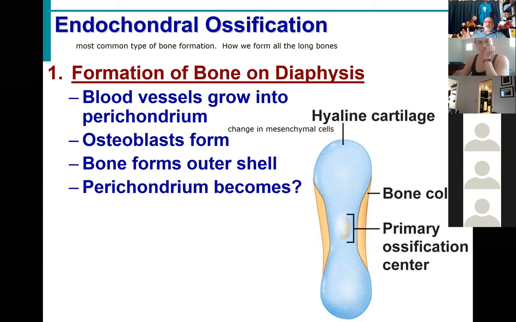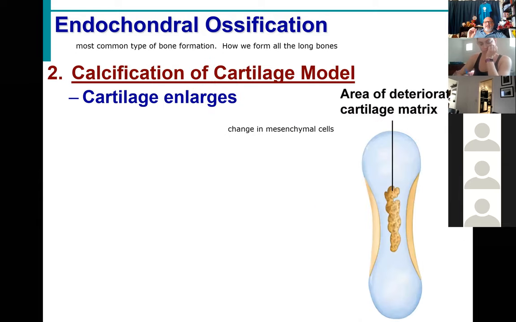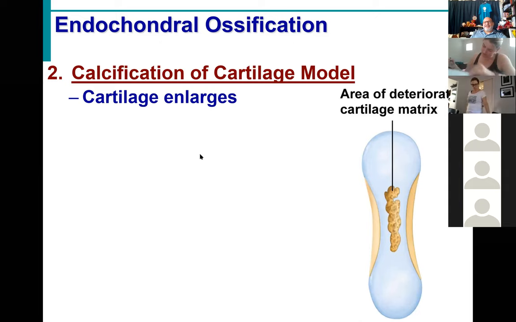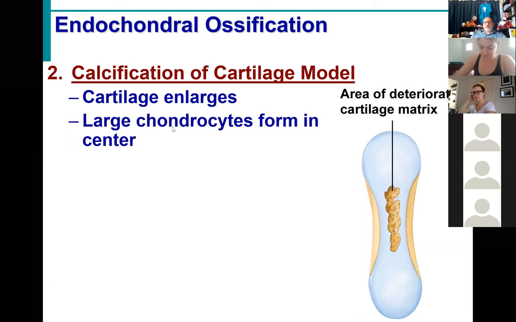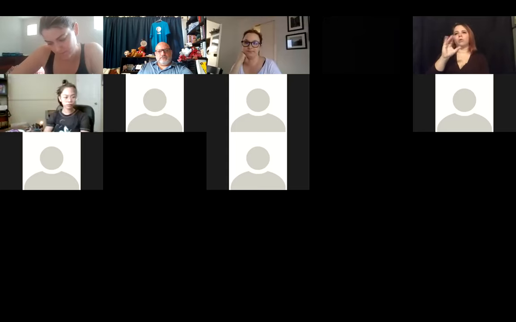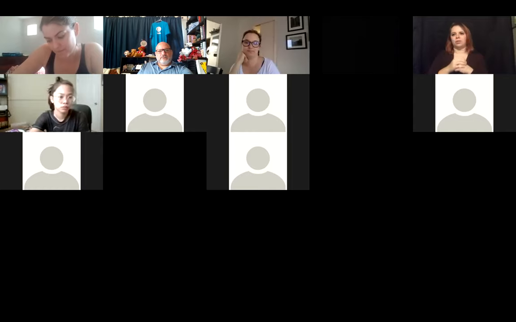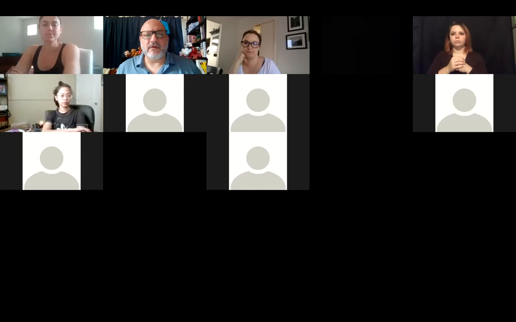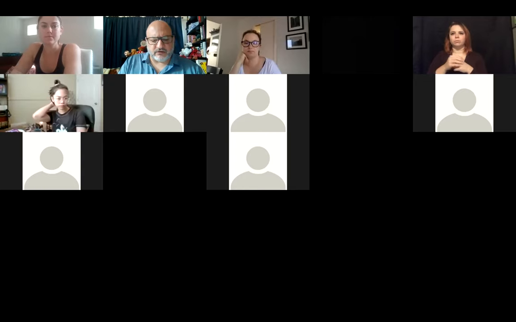Now, at the same time that this is going on the outside, there are some changes going on on the inside of our cartilage model. It's not so much that the cartilage enlarges as the chondrocytes. Let's change the wording of that. So it's more the chondrocytes that are enlarging.